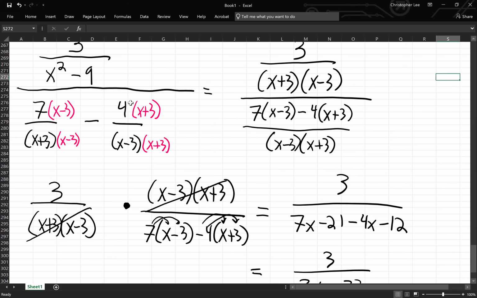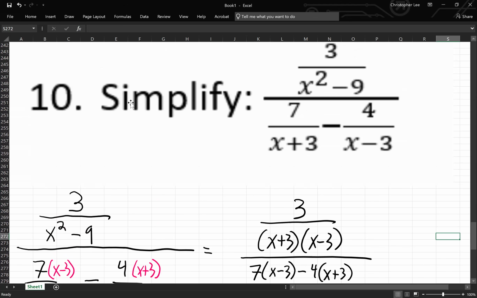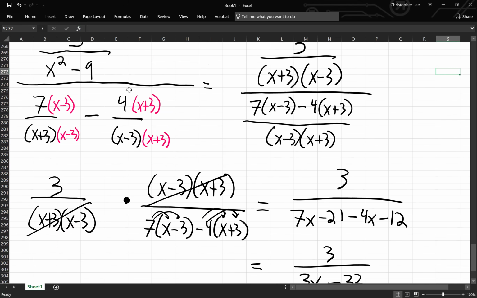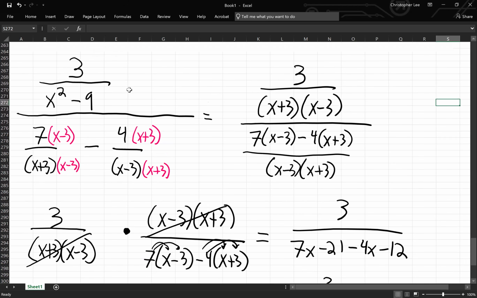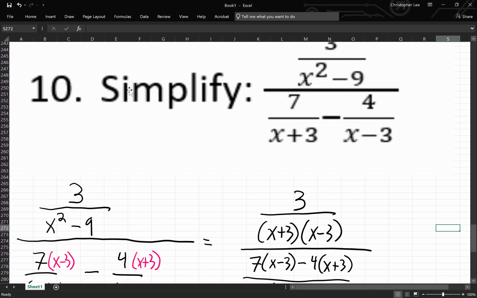Questions on this though? So that 3x minus 33, I can do a greatest common factor there, right? I can factor 3 out, and then it can cross out with the 3 on the top. It could be simpler, in other words. You know the original question?